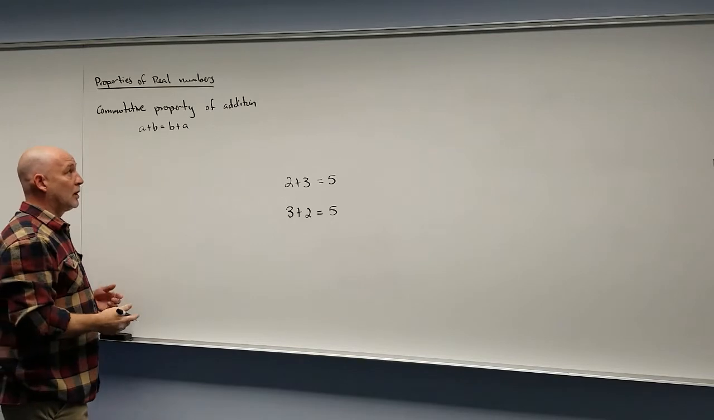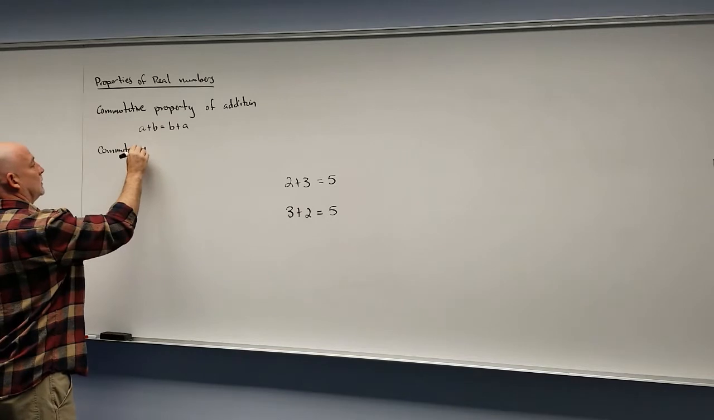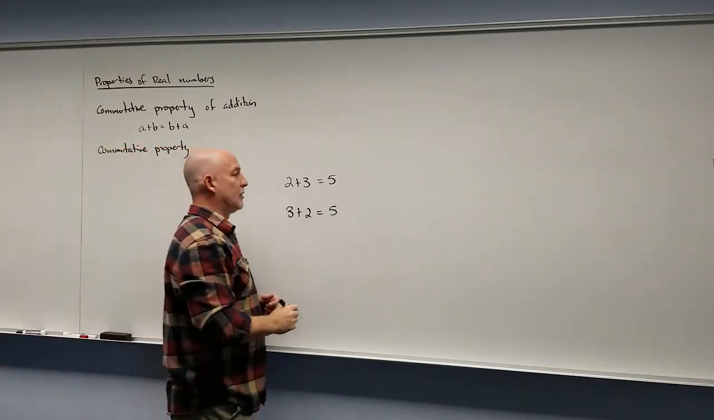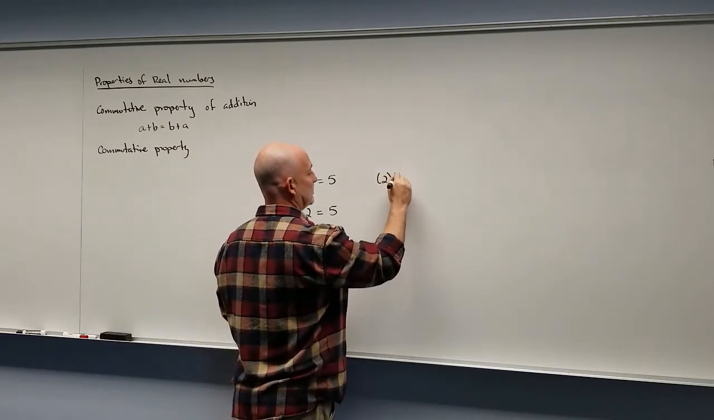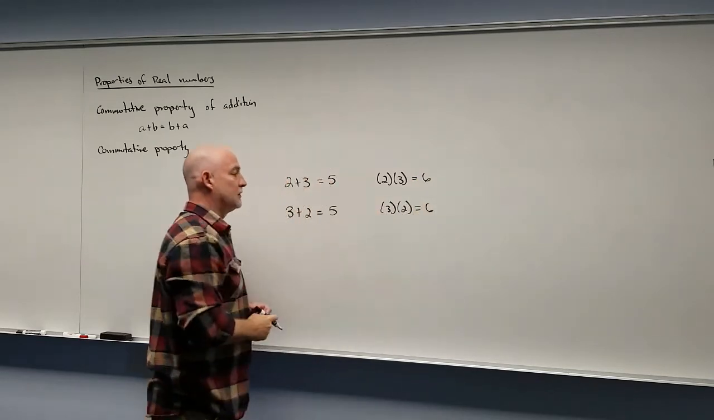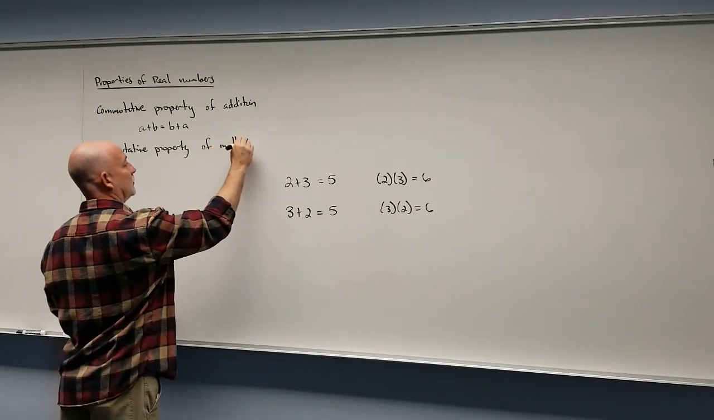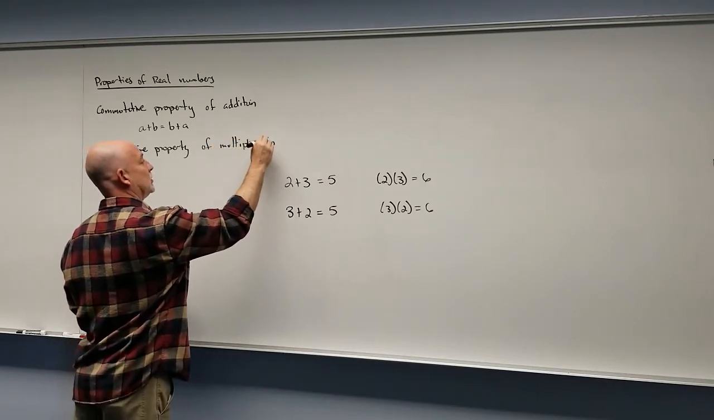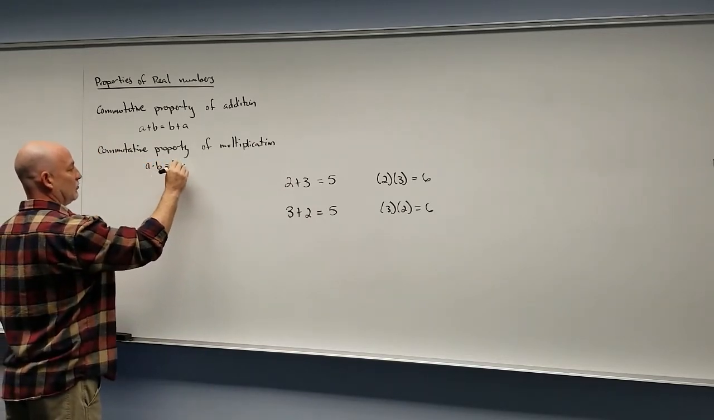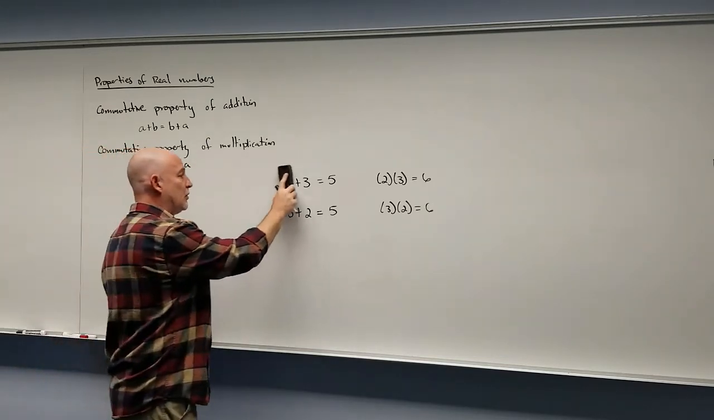Now what other operations are commutative? Let's see. What about multiplication? Well, 2 times 3 is 6, and 3 times 2 is also 6. And notice, it doesn't matter what order we multiply, so we call this the commutative property of multiplication. So the way that we demonstrate that is we say a times b is the same thing as b times a.